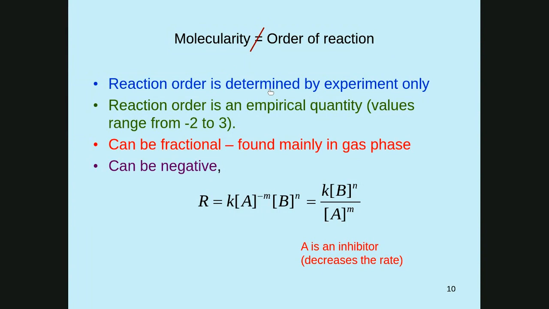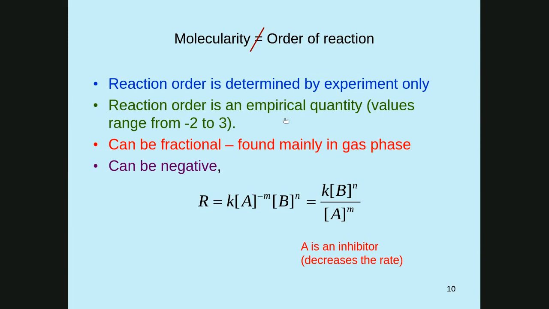Important message here that the reaction order is determined by experiment only, because the complexity of actual reactions is way too great to be handled by even the most powerful computers. So kinetics is very much an experimental science, and there's a wide range of techniques and methods available to us to study these processes in a systematic way. And I will say more about that in one of the subsequent lectures.